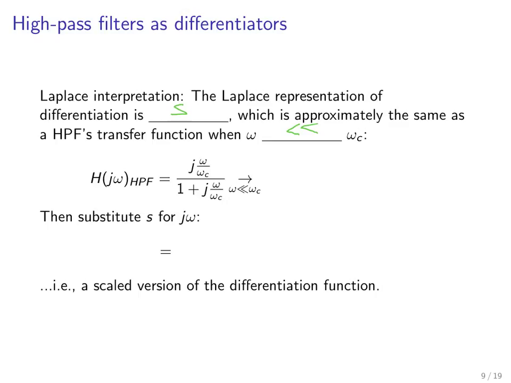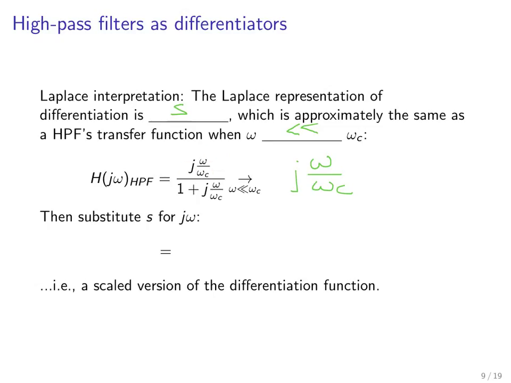So here I've written the transfer function of a generic high-pass filter, of the analog type that we've talked about in class so far. And if we take the limit of this as omega gets much, much smaller than omega c, then what we get is j times omega divided by omega c. That happens because if omega is much, much less than omega c, then the real part of the denominator dominates here, and we can neglect the imaginary part, just leaving the numerator.